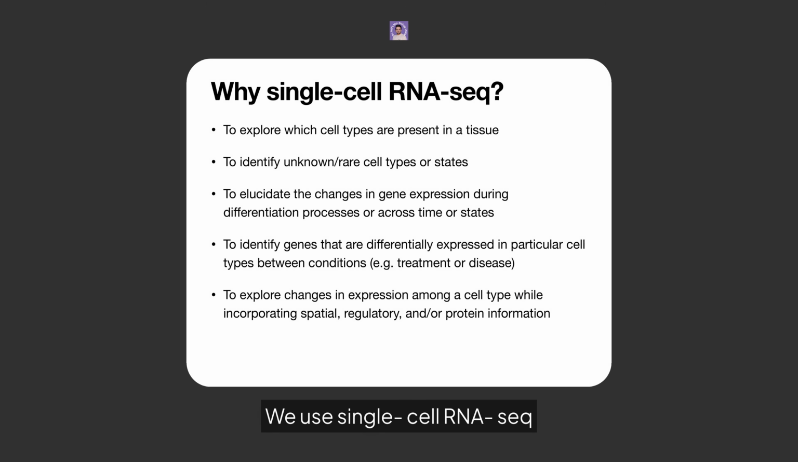We use single-cell RNA seq to discover which cell types are present, including rare or previously unknown populations. It enables us to track gene expression changes over time or differentiation, compare conditions within specific cell types, and integrate spatial or protein data for deeper insight.